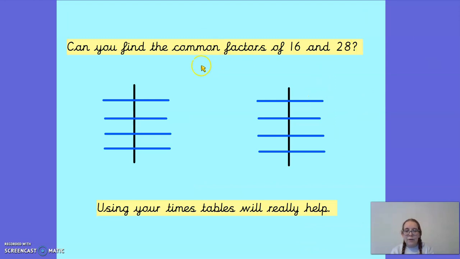And then I've got a little thing for you here to find the common factors of 16 and 28 using the factor grid. Remember, if you've got a number that does not have a factor pair to it, then you need to put in a cross on the grid next to that number.